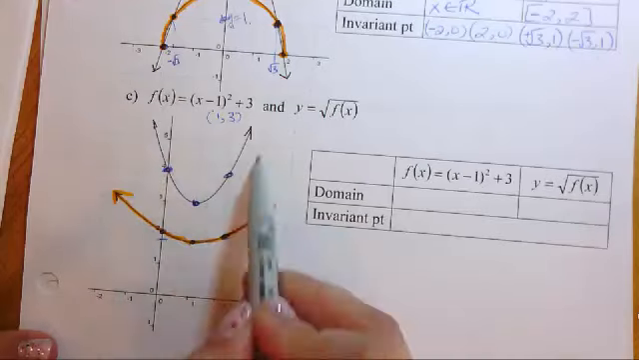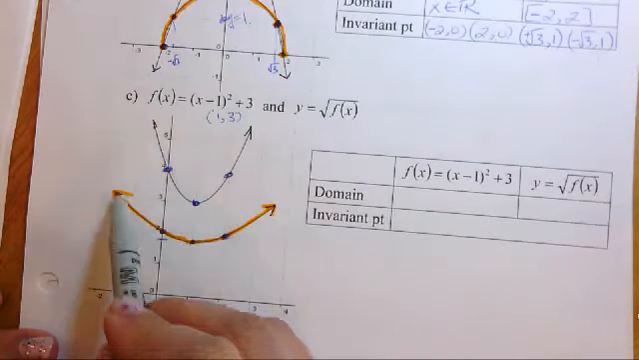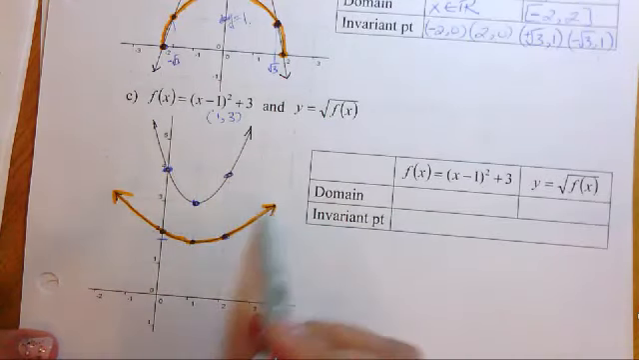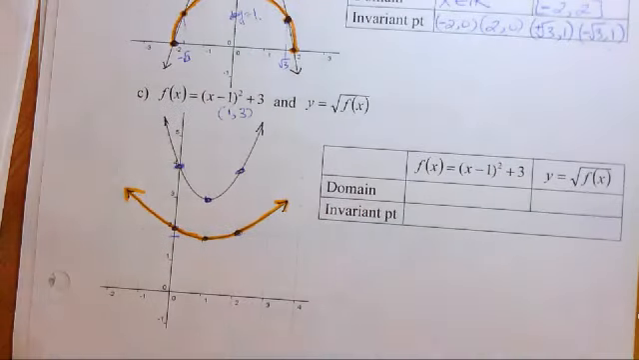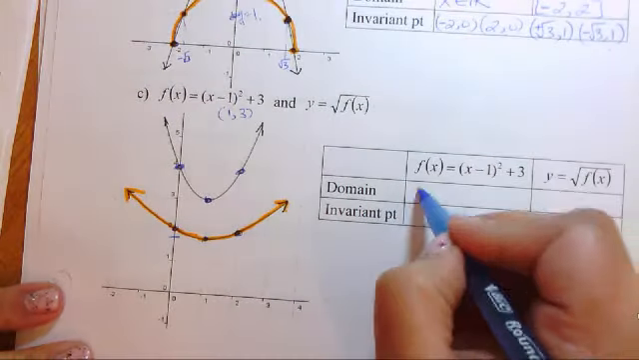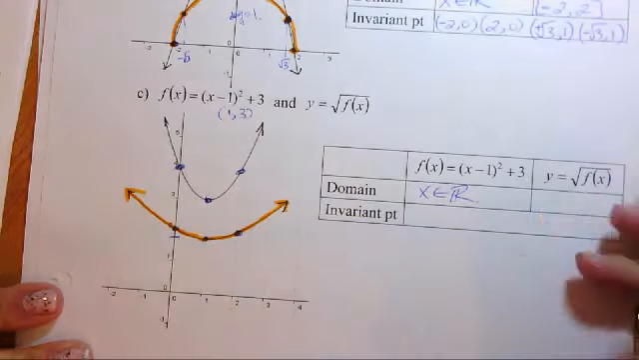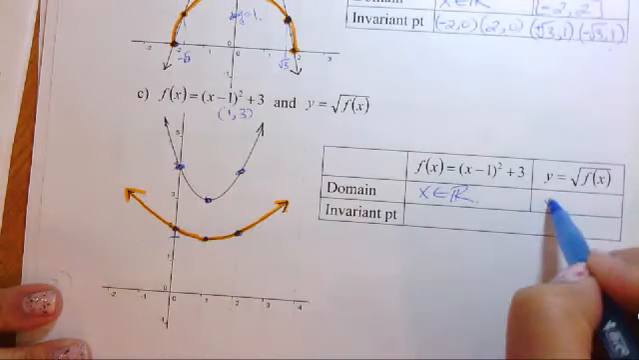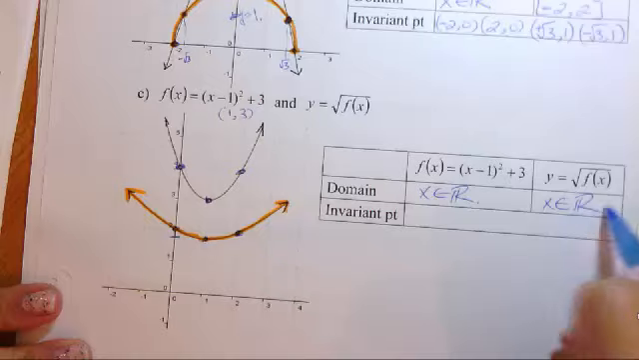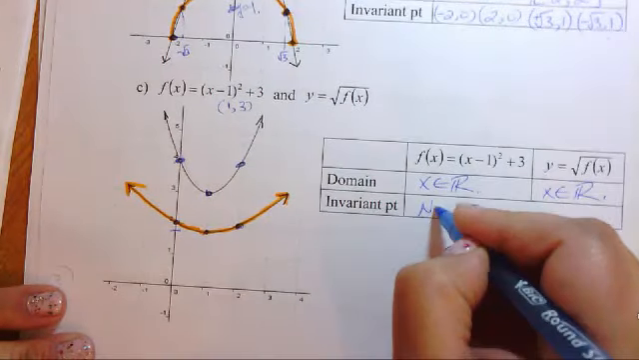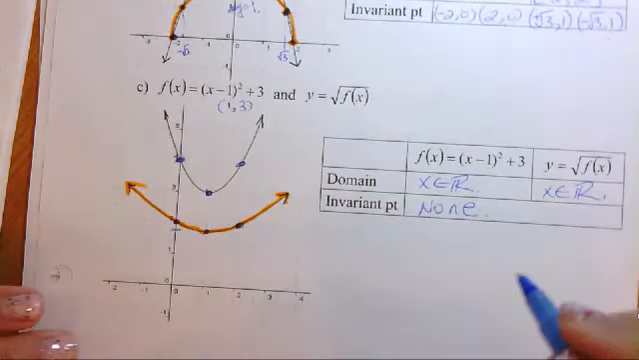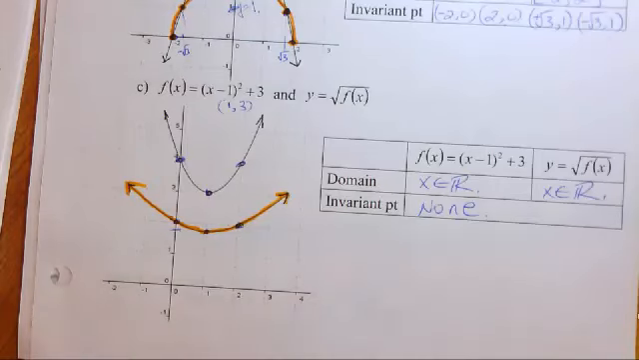This never crosses the x-axis, so the square root of it is never going to cross the x-axis either. Now let's get the domain down. The domain is all x, and the domain for the square root is also going to be all x. There are no invariant points, so there are no points that don't change from one to the other.